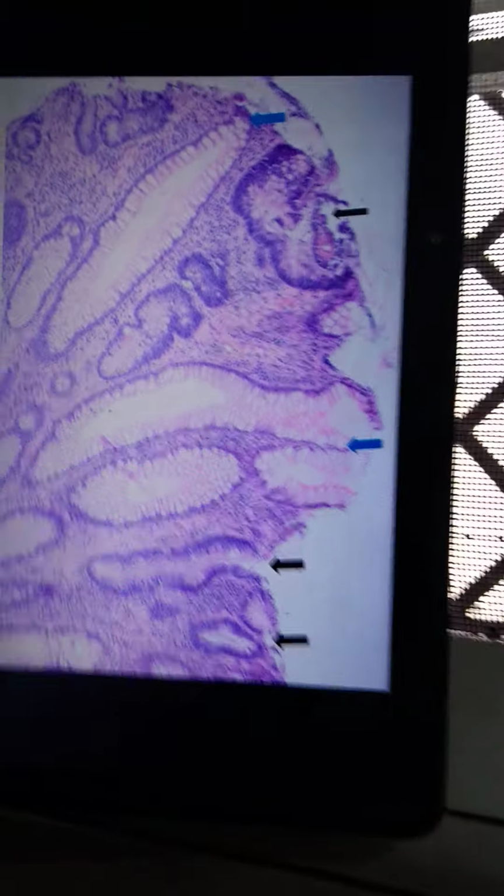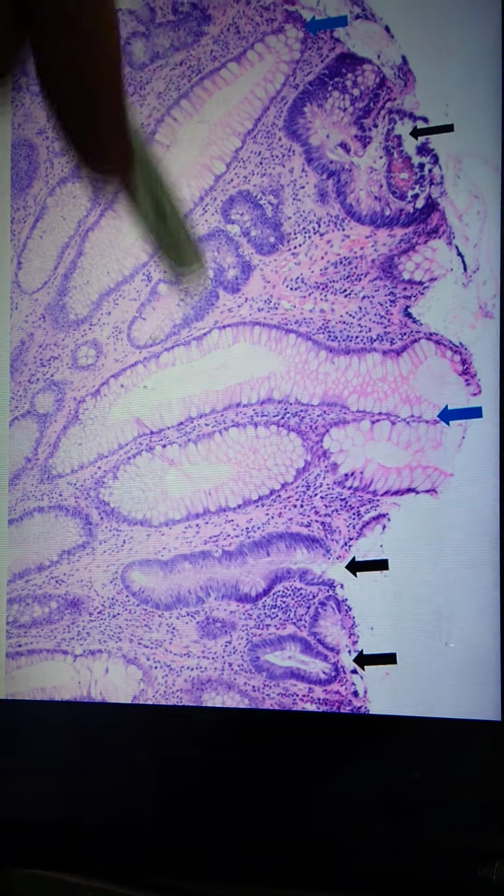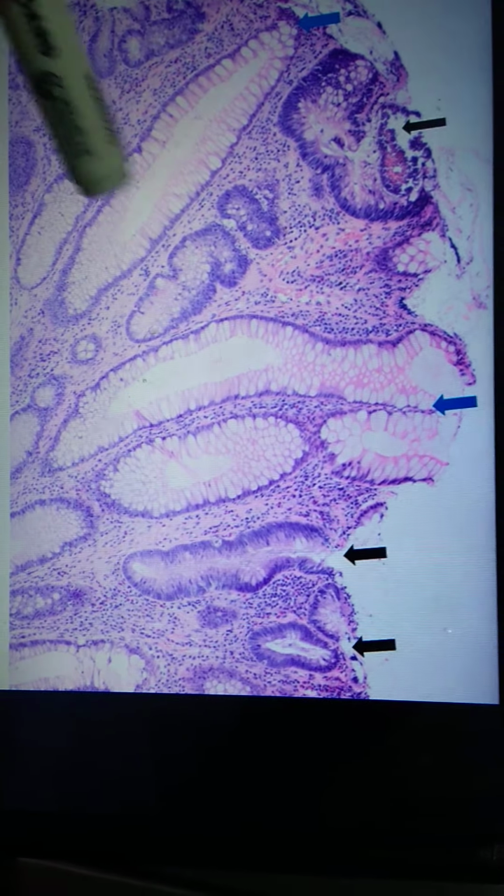So here I have a picture for you. These are all pictures from established articles. These are not my pictures. So you can see here, these are normal crypts. Very rich in mature goblet cells.